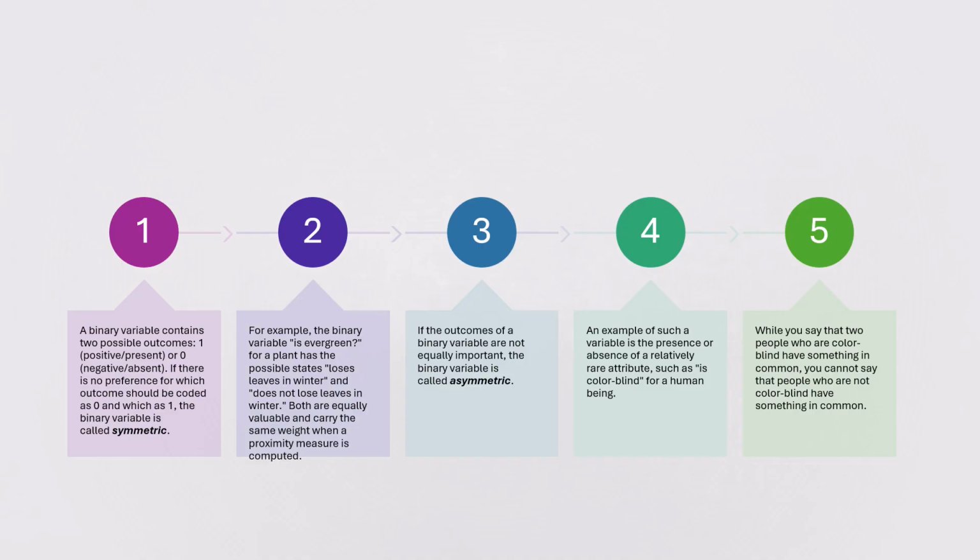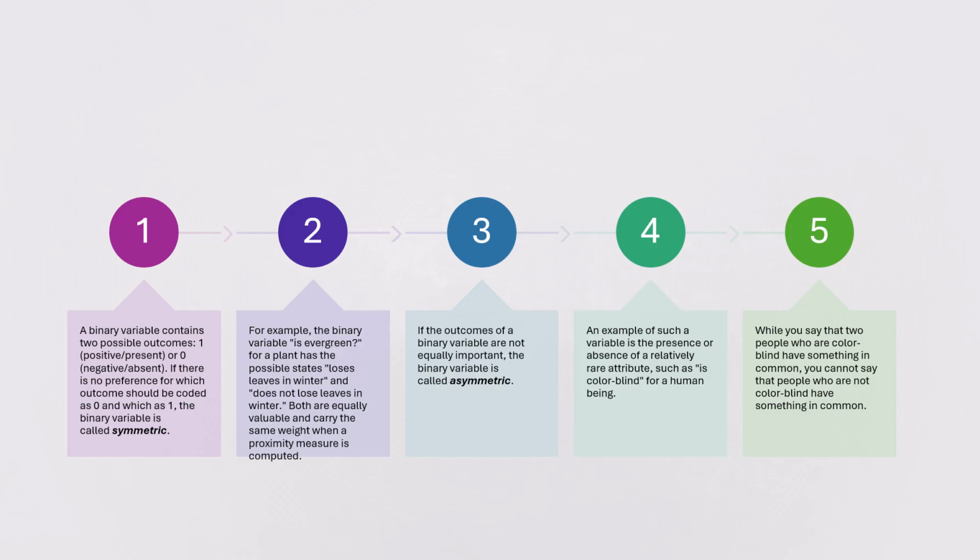A binary variable contains two possible outcomes, 1 or 0. If there is no preference for which outcome should be coded as 0 or which as 1, the binary variable is called symmetric. For example, consider the binary variable evergreen for a plant. The possible states are loses leaves in winter and does not lose leaves in winter. Both are equally valuable and carry the same weight when a proximity measure is computed.